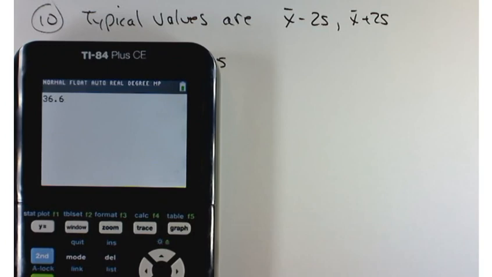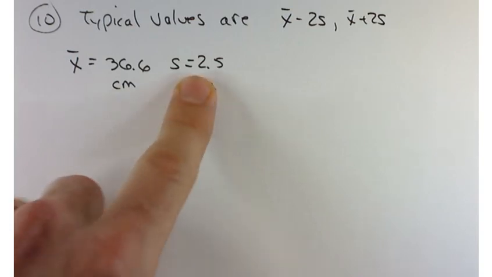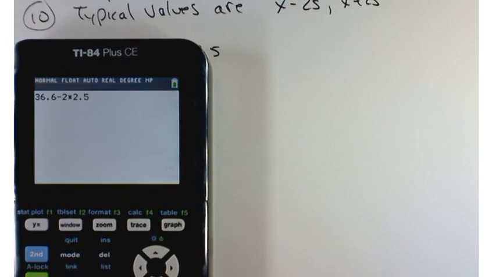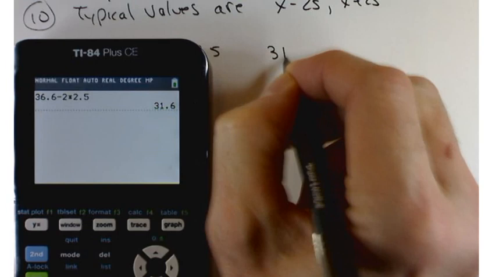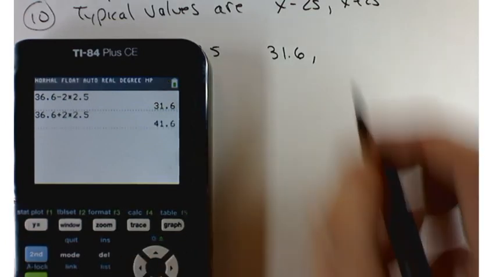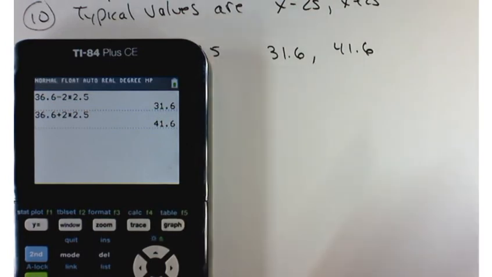36.6. Now, you can do this part in your head, although I won't. It's going to be 2 times the standard deviation. So you should get 31.6 as the lower limit. What's going to be the upper limit? 41.6.